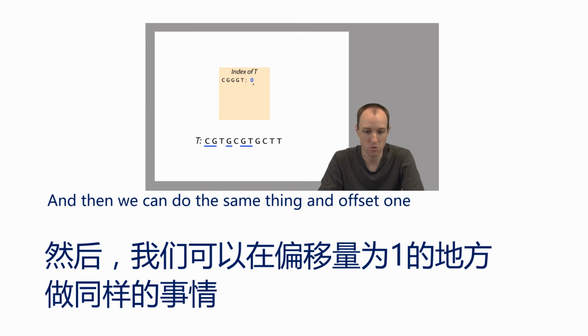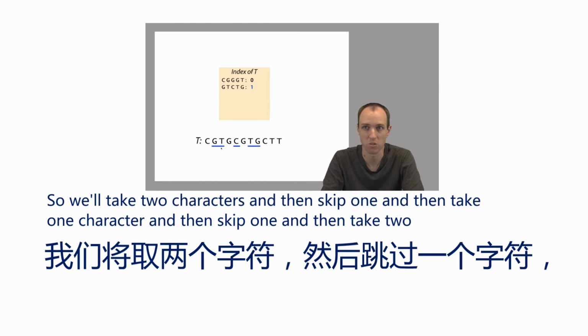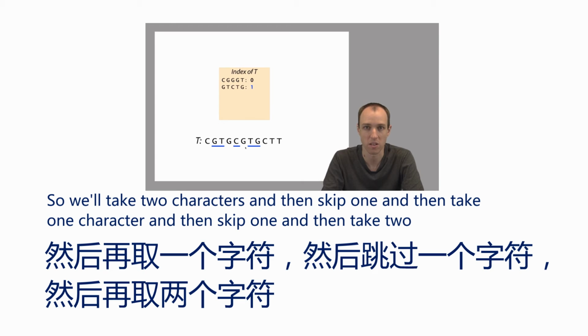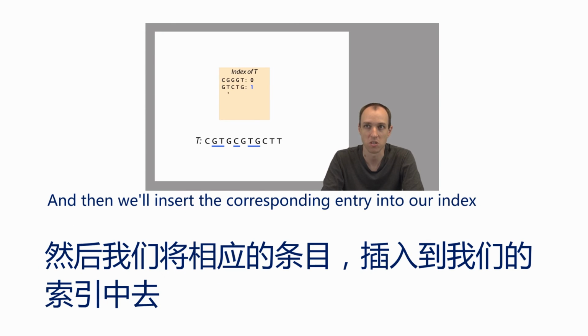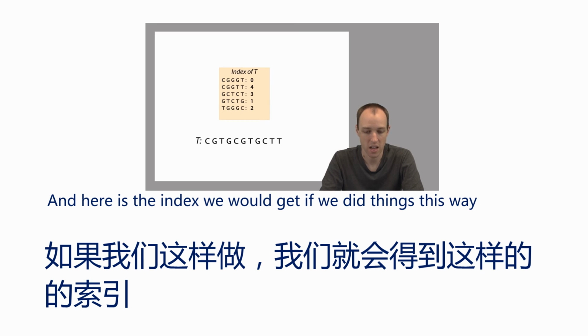And then we can do the same thing at offset 1. Again, we take a subsequence. It's of the same shape. So we'll take 2 characters and then skip 1, and then take 1 character and then skip 1, and then take 2. And then we'll insert the corresponding entry into our index. And we do the same for offset 2, and we do the same for all the other offsets. And here is the index we would get if we did things this way.